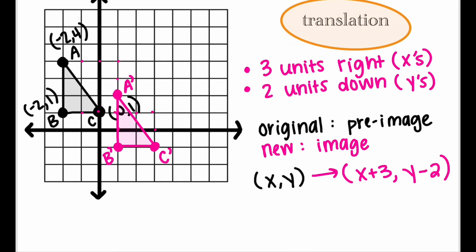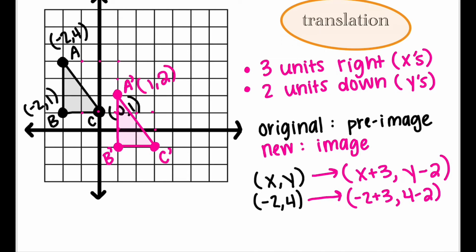So let's see what that actually looks like if we were to take each point and simply add 3 to the x value and subtract 2 from the y value. So we originally had the point -2, 4. That point, we would add 3 to the x value and subtract 2 from the y value. And we can see that that gives us the point 1, 2.